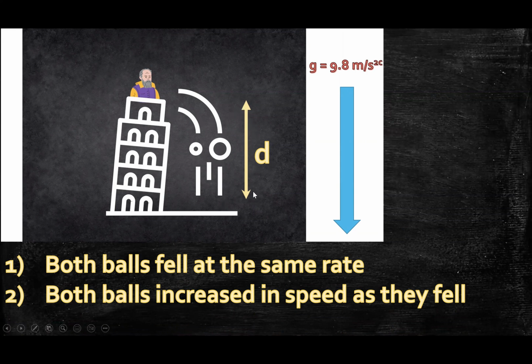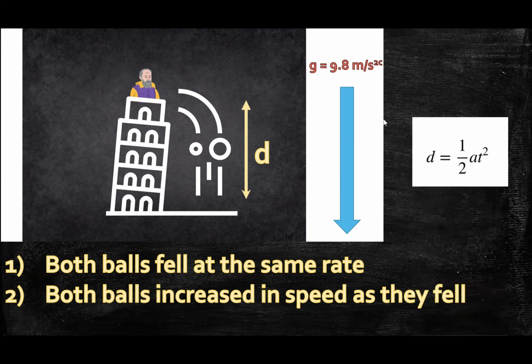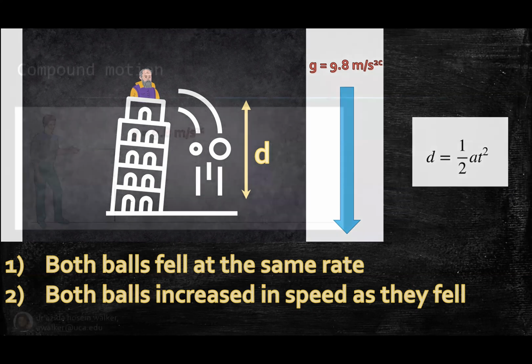Both balls increased in speed as they fell. So as we know, increasing in speed means an object is accelerating. That acceleration we were able to determine is 9.8 meters per second squared. And so the distance d that an object falls is given by 1/2 times the acceleration times the square of the time that the object was falling.